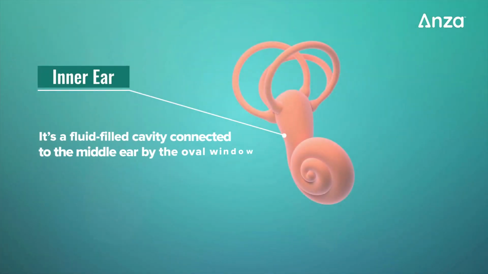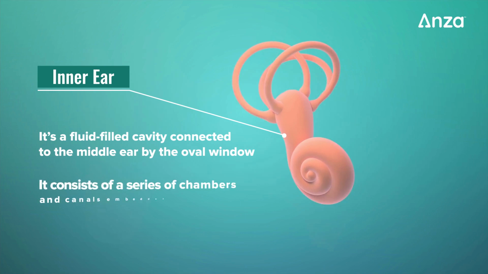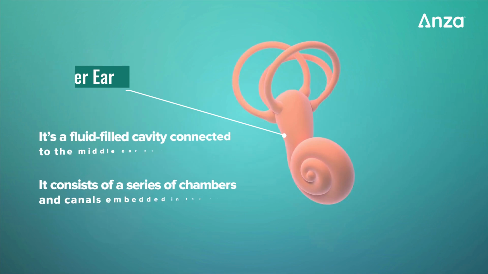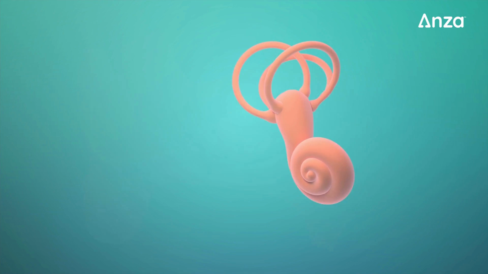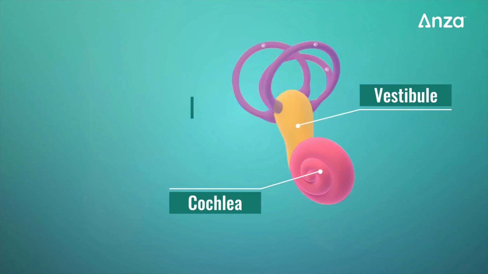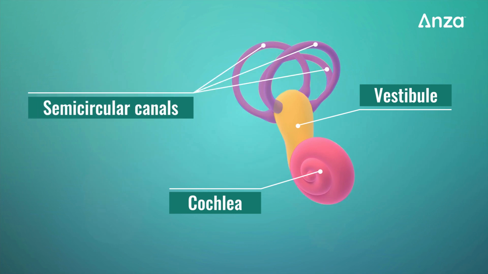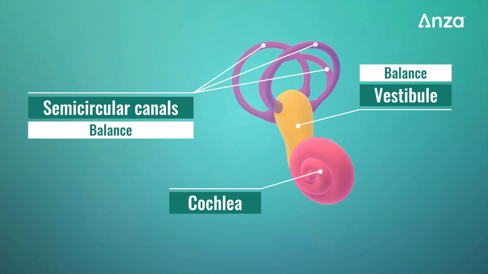The inner ear is a fluid-filled cavity connected to the middle ear by the oval window. It consists of a series of chambers and canals embedded in the bone of the skull. It has three cavities: the vestibule, the cochlea, and the semicircular canals. The vestibule and the semicircular canals are the structures for balance, while the cochlea is the structure for hearing.